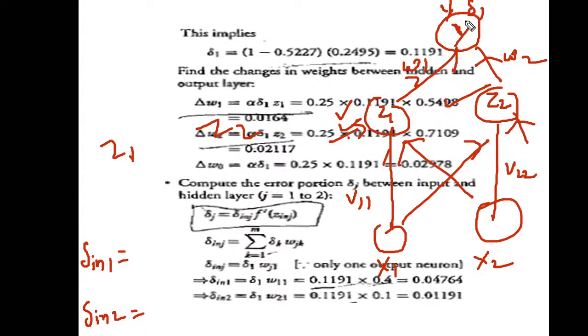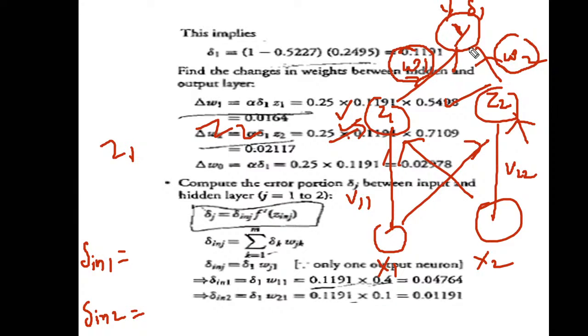So here we calculated delta, and after that the change in W weights, and that delta will also propagate in the backward direction towards the hidden layer. At Z1 we will say delta in 1, and at this neuron delta in 2. Now how will delta in 1 be calculated? Delta 1 is coming, and this weight is W1. Similarly here delta 1 is coming, and this weight is W2. The formula is very simple.